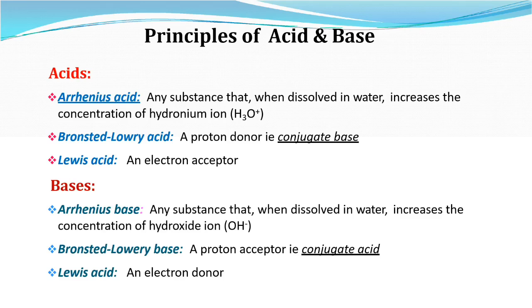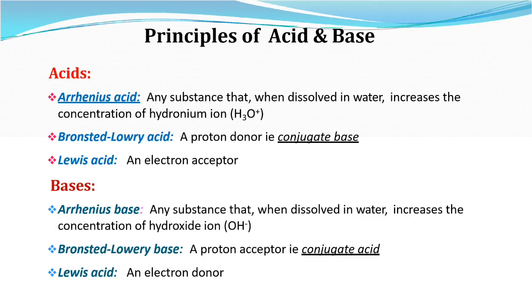Principles of acids and bases. We have three popular acid and base theories: Arrhenius theory, Brønsted-Lowry theory, and Lewis theory. They all have almost the same concept, but in the Arrhenius theory, acid and base are differentiated by proton and hydroxide ions. And in the Brønsted-Lowry concept, it is a proton donor and proton acceptor.